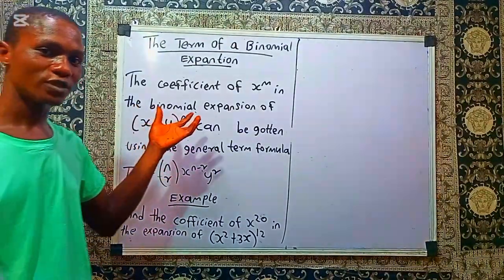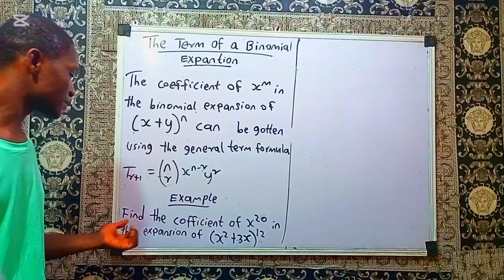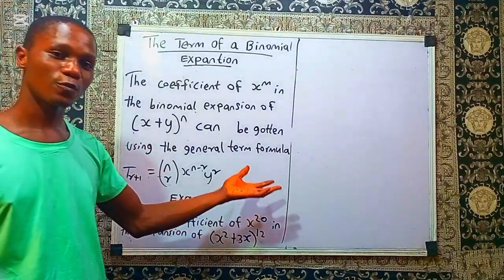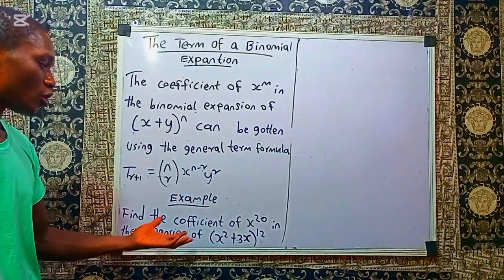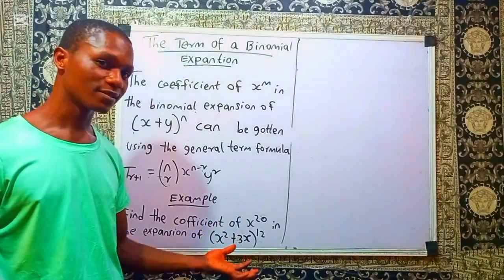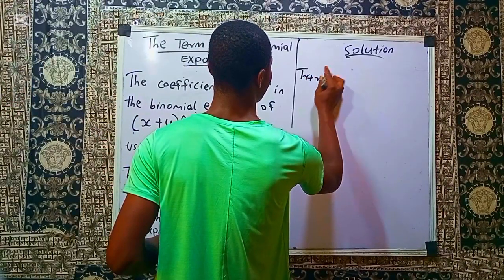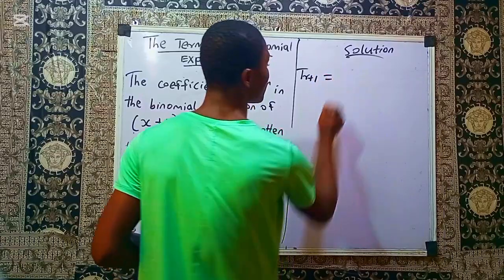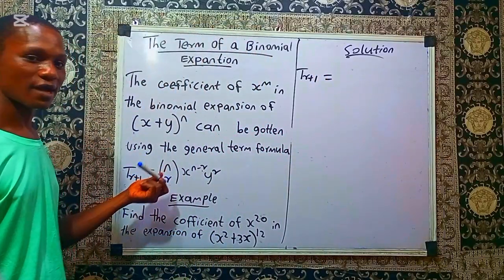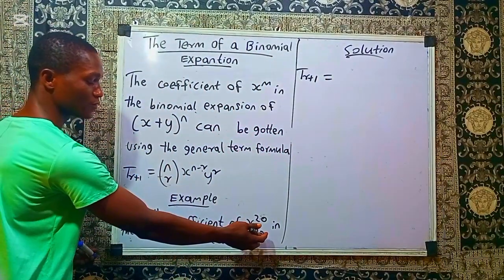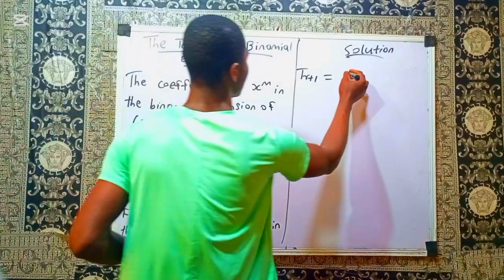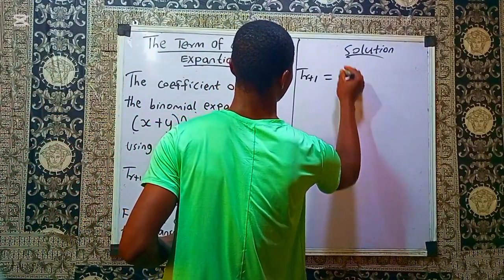We'll illustrate that with the help of this example. In this example, we are asked to find the coefficient of x raised to power 20 in the expansion of (x squared + 3x) all raised to power 12. We have that T sub r plus 1 is equal to n combination r. What is n? The index of the bracket. What is the index of the bracket here? 12. So I have 12 combination r.